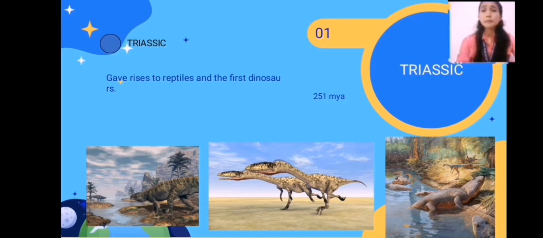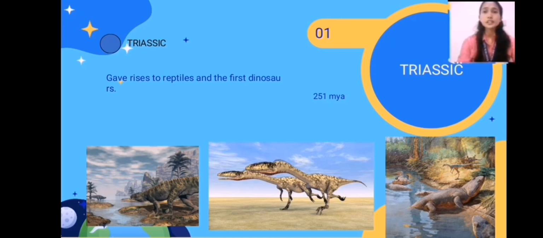So what was Earth's climate during the Triassic period? The climate during much of the Triassic was warm, with a dry continental interior and no evidence of ice at the poles. Then what animals were on Earth during the Triassic period?